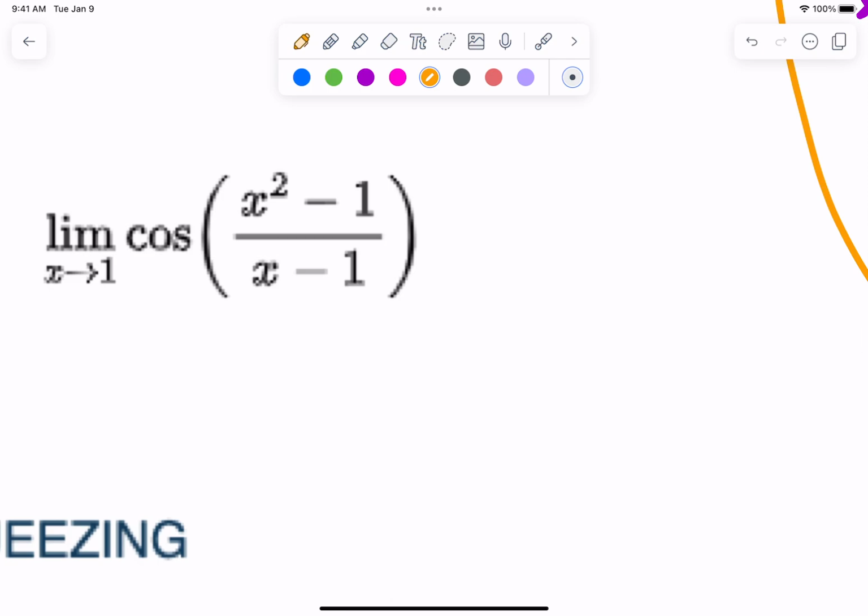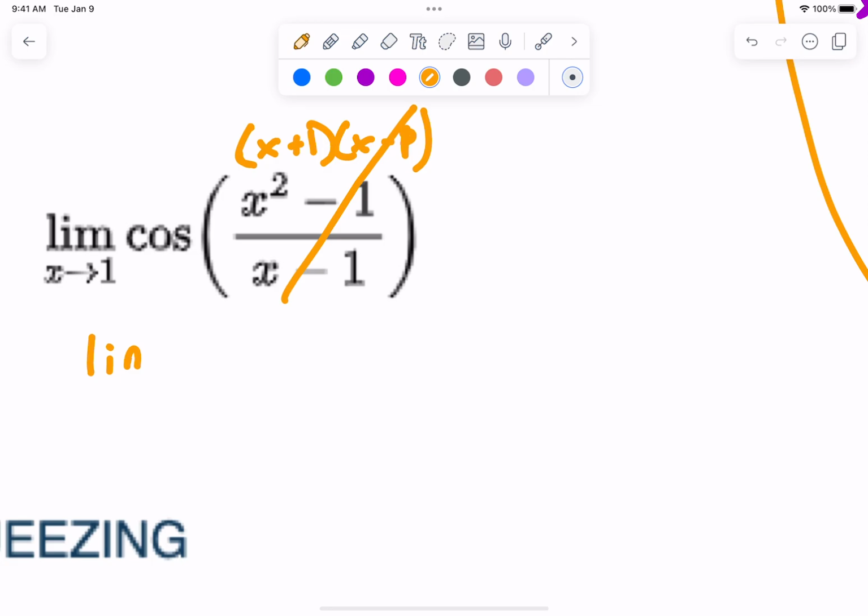Can you break the top down? Isn't it a hole? Yeah, the hole you can remove. You can cancel it: x plus 1, x minus 1. Remove the hole, right? No, there is not a hole in the bottom, because the x minus 1 would be on the bottom. So now we've gotten rid of it.